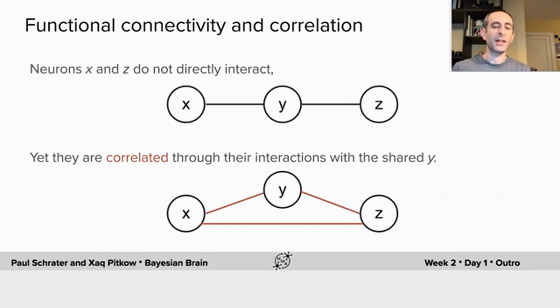Probabilistic graphical models allow us to think about direct interactions and distinguish them from indirect ones. So here, X and Z are not directly interacting, although they're indirectly interacting through Y. And that indirect interaction correlates them. So X and Z would be correlated even though they're not directly talking to each other. You can imagine that quantifying the direct interactions would be a useful way of measuring and quantifying the information flow between different parts of the brain.